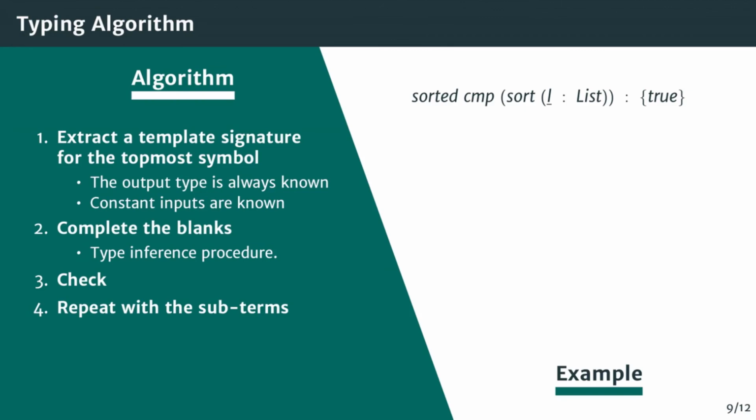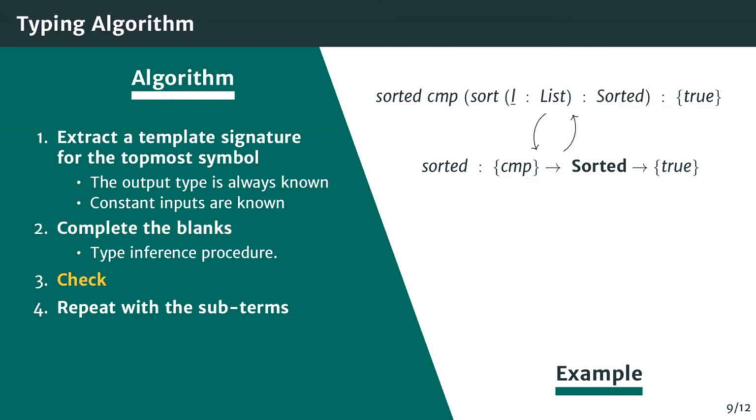First, we extract a type signature for the topmost symbol, sorted. We know the expected output type, true. Constant values such as the comparison function, CMP, are typed with themselves and can be reported directly on the signature. We complete the blanks in the signature using our type inference procedure. We find that to output true, the input list must be sorted, which is represented by the regular language named sorted. We propagate back what we have found and check that it matches the initial type information, and then we repeat the same procedure with the subterm.